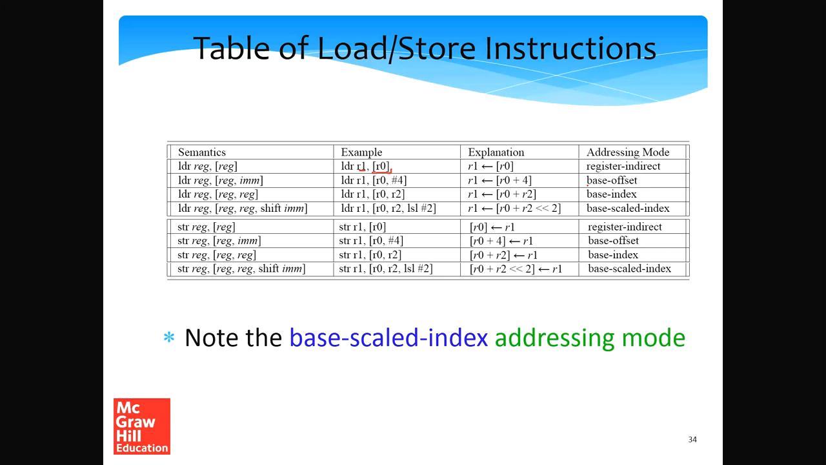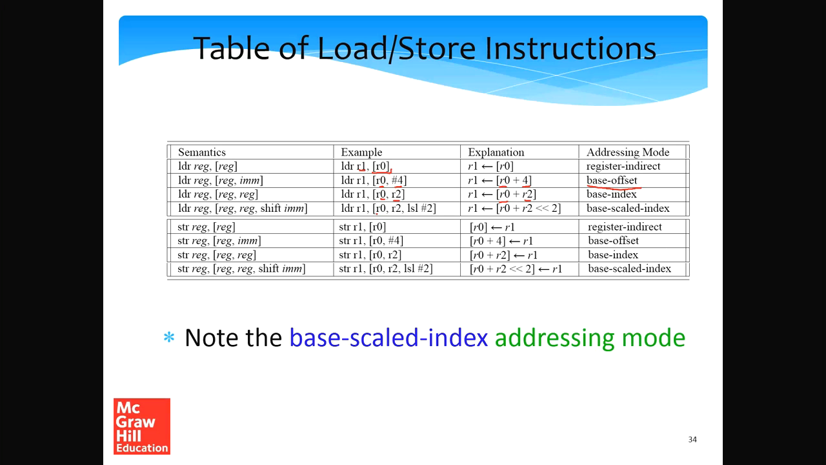We have a base offset mode. In this case, the base register is provided and the offset is provided. So we take the contents of the base register and we add 4 and we save it in R1. Similarly, we have a base index mode which is R0 and R2. So we just add the contents of R0 and R2 and access memory, save the bytes in R1.